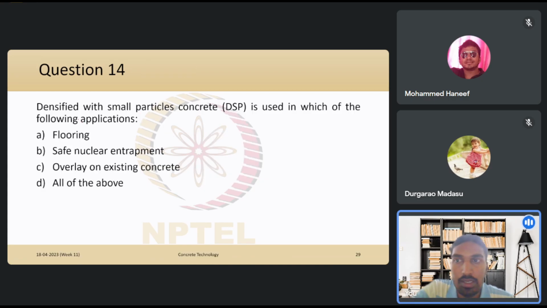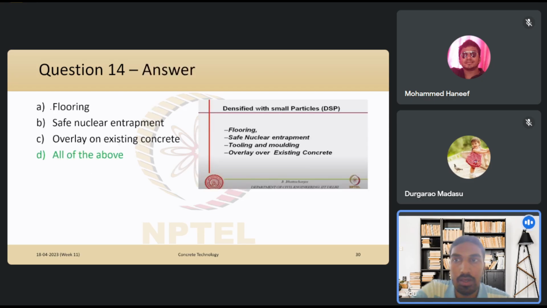So we are looking at one of the special concretes. So we looked at different special concretes. One of them is densified with small particles concrete (DSP). Therefore it can be used in all these different applications: flooring, nuclear entrapment, overlay on existing concrete. For flooring, because this concrete has a better resistance to abrasion, it is suitable for flooring applications.